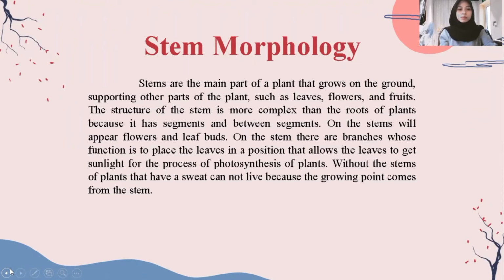The structure of the stem is more complex than the roots of plants because it has segments and between segments. On the stem there are flower and leaf buds. On the stem there are branches whose function is to place the leaves in a position that allows the leaves to get sunlight for the process of photosynthesis. Without the stem, a plant cannot live because the growing point comes from the stem.